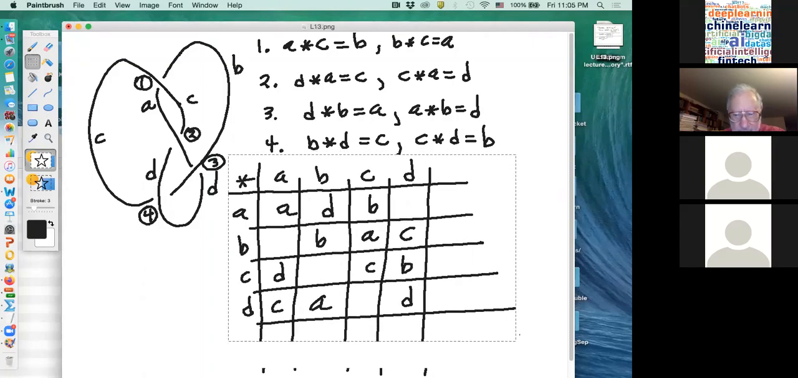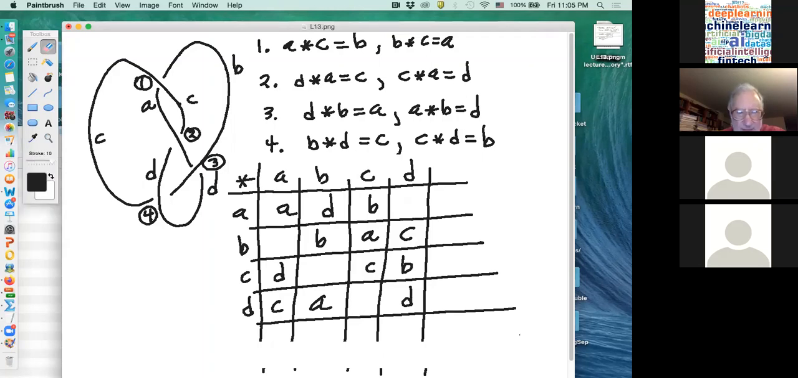All right. So you're looking at it and you want to fill it in, right? There's more, I want to fill in more if we possibly can. So let's see what would inevitably have to be filled in.